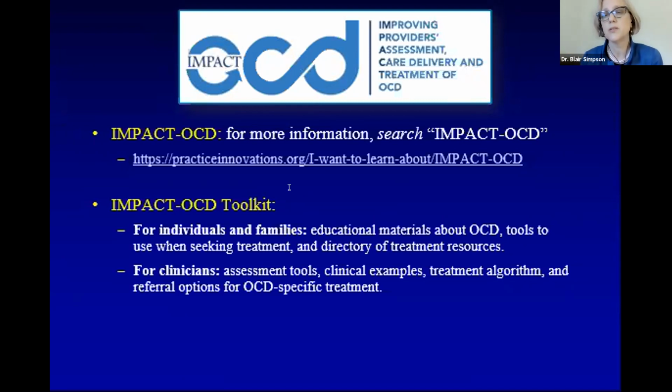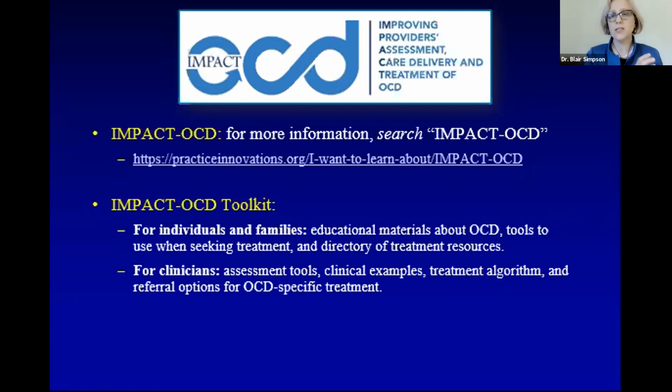We curated materials across the field that were out there to give you sort of one place you could go. Part of the toolkit is for individuals and families, and the other part of the toolkit is for clinicians. And we'd love feedback on our toolkit too. If you go to the toolkit, you'll see us evaluating how we are doing. That's one part of addressing the challenge of why people don't get evidence-based treatments.